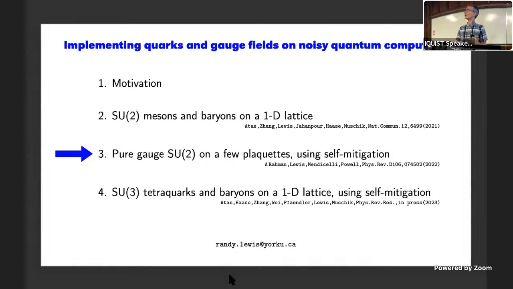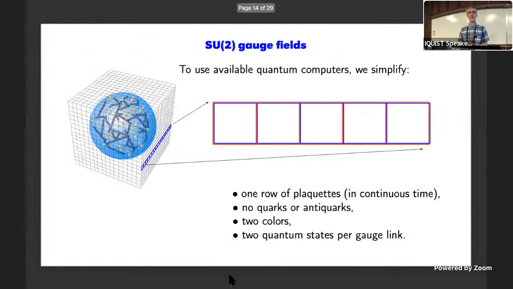So this is a project I was doing with 3 students at York University, as I mentioned. And back to the big perspective, far, far in the future, I'll show you something, hopefully, with all of these sites on a lattice. But for now, we'll just look at one little chain across the lattice of individual plaquettes, squares. It's not a one-dimensional line, but it's a single row of plaquettes. The simplification is just one row of plaquettes, no quarks or antiquarks at all.